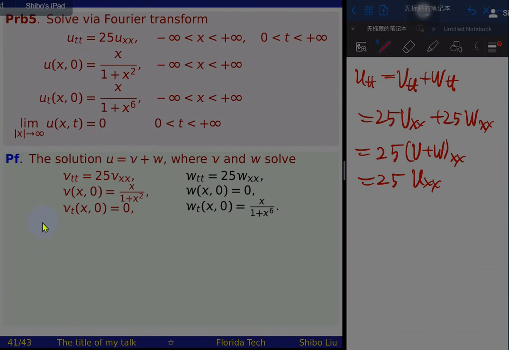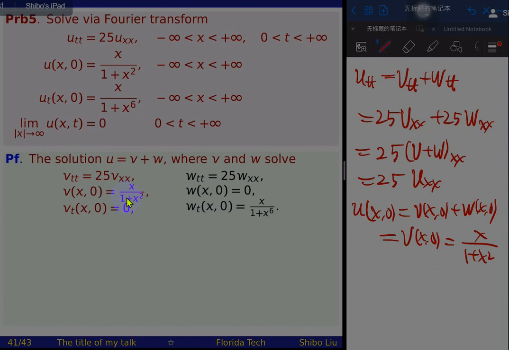For the initial condition, you see u(x,0) is v(x,0) plus w(x,0), but w(x,0) is 0, so we only have v(x,0), which is x(1 plus x squared). Okay, so the sum satisfies the initial displacement. Similarly, you can check that the sum satisfies the initial velocity. So the sum is the solution of our problem. So to solve this complicated problem, we only need to solve these two simpler problems.